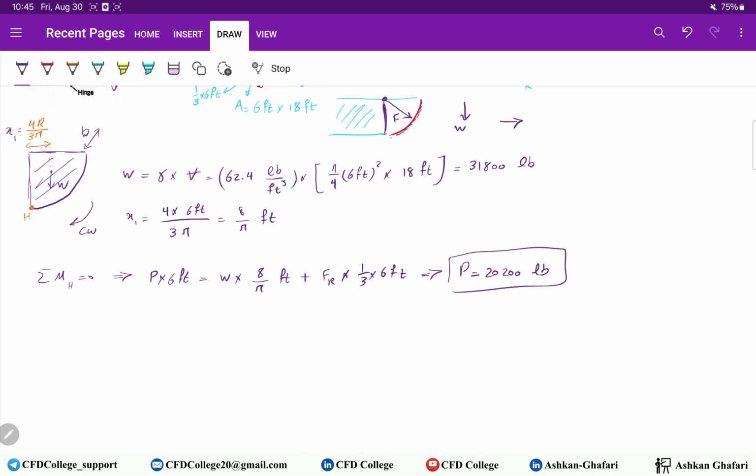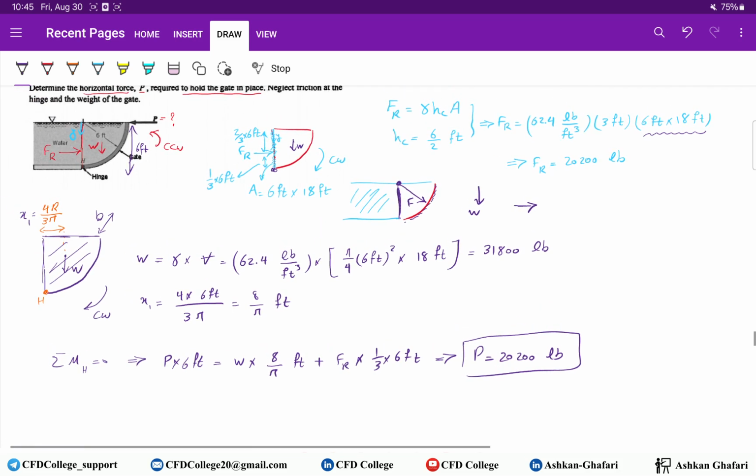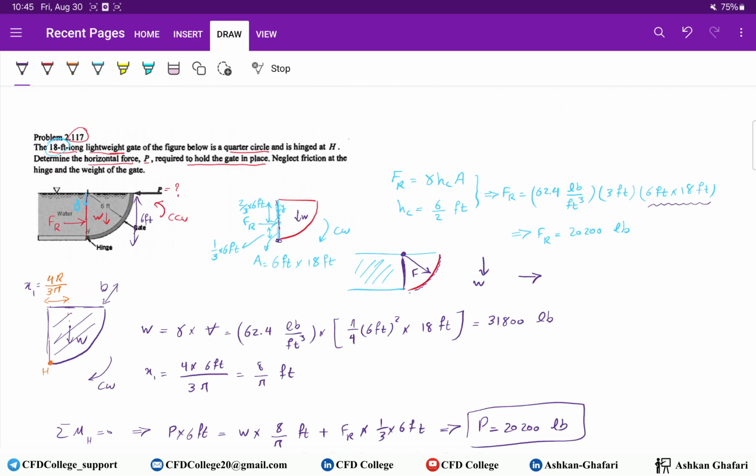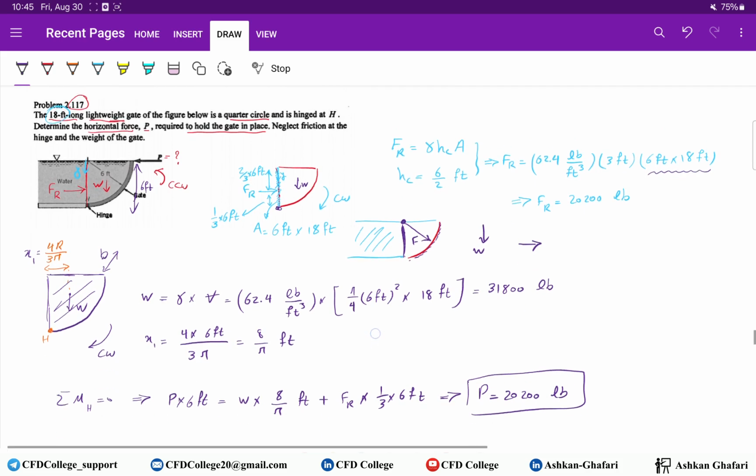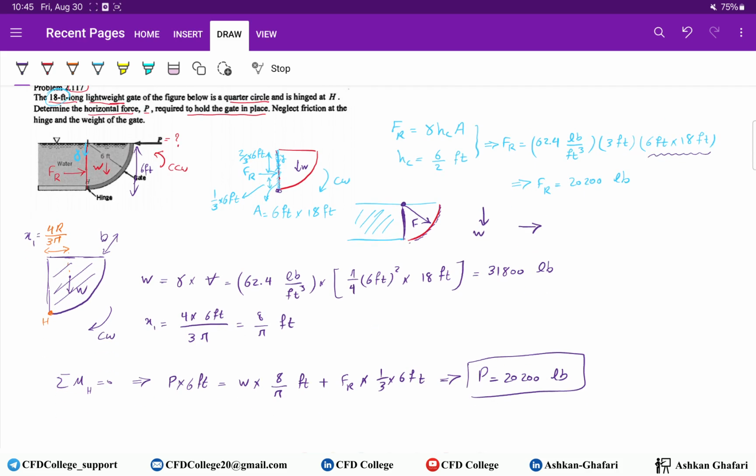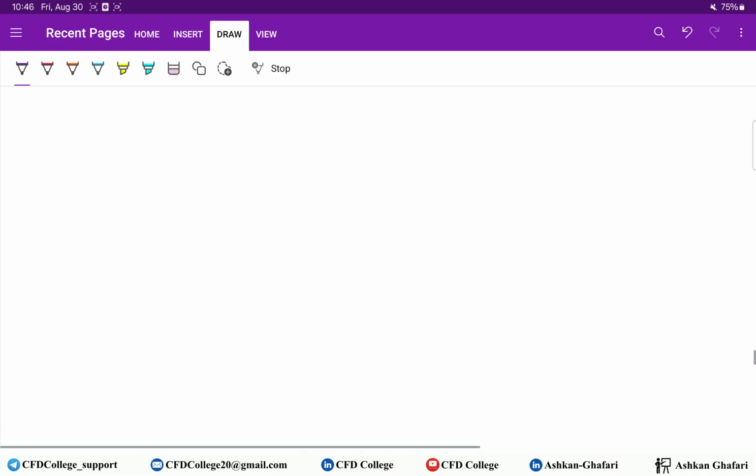When it comes to these shapes, circle, quarter circle, or half circle, it's a bit challenging, so I recommend you solve these problems yourself in order to find out what you should do at the exam. Okay, next problem.